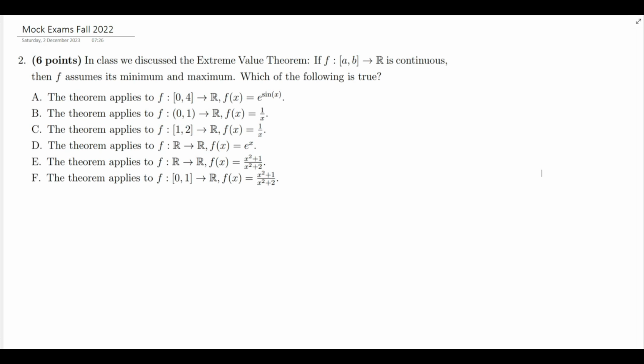So option A says that the theorem applies to our function f from the closed interval [0, 4] to the set of real numbers, f of x equals e to the power sine x. Now we have to take note of this. We have been told that our function is e to the sine x and the interval is [0, 4]. So the first condition is it's a closed interval, right? Our interval is a closed interval. That's the first thing we've noticed. And here is a function given to us. So we have to check, is this function continuous?